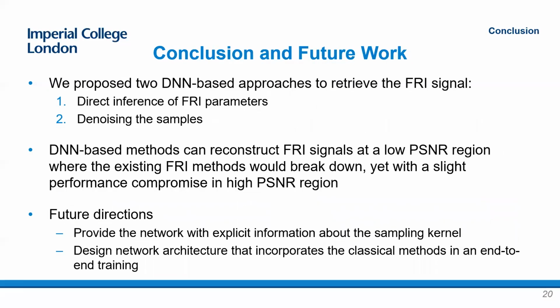To conclude, in this paper, we have proposed two ideas on reconstructing signals with finite rate of innovation based on neural networks, including the direct inference method and the denoising method. Both methods can reconstruct FRI signals at the low PSNR region where the existing methods would break down. However, this comes with a performance compromise in the high PSNR region.